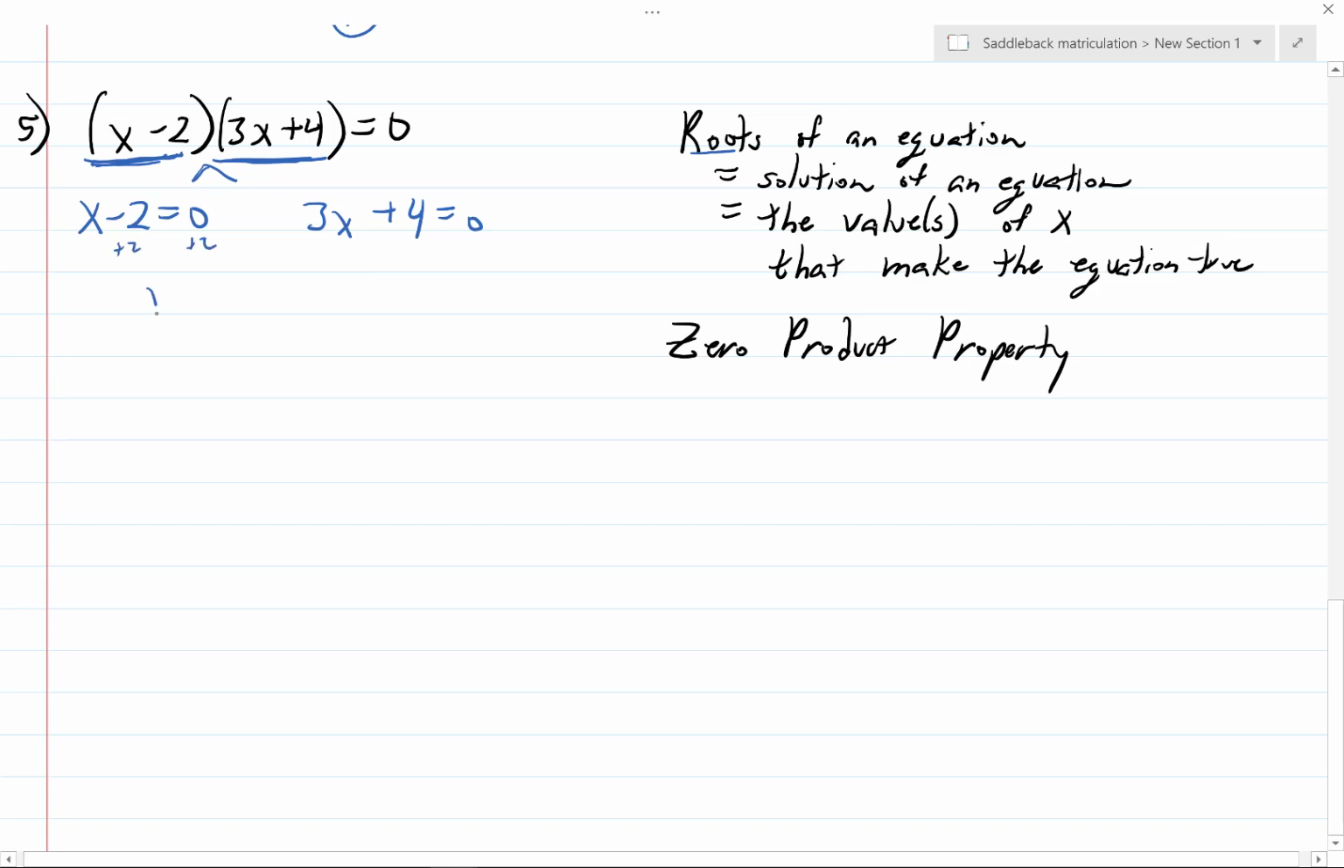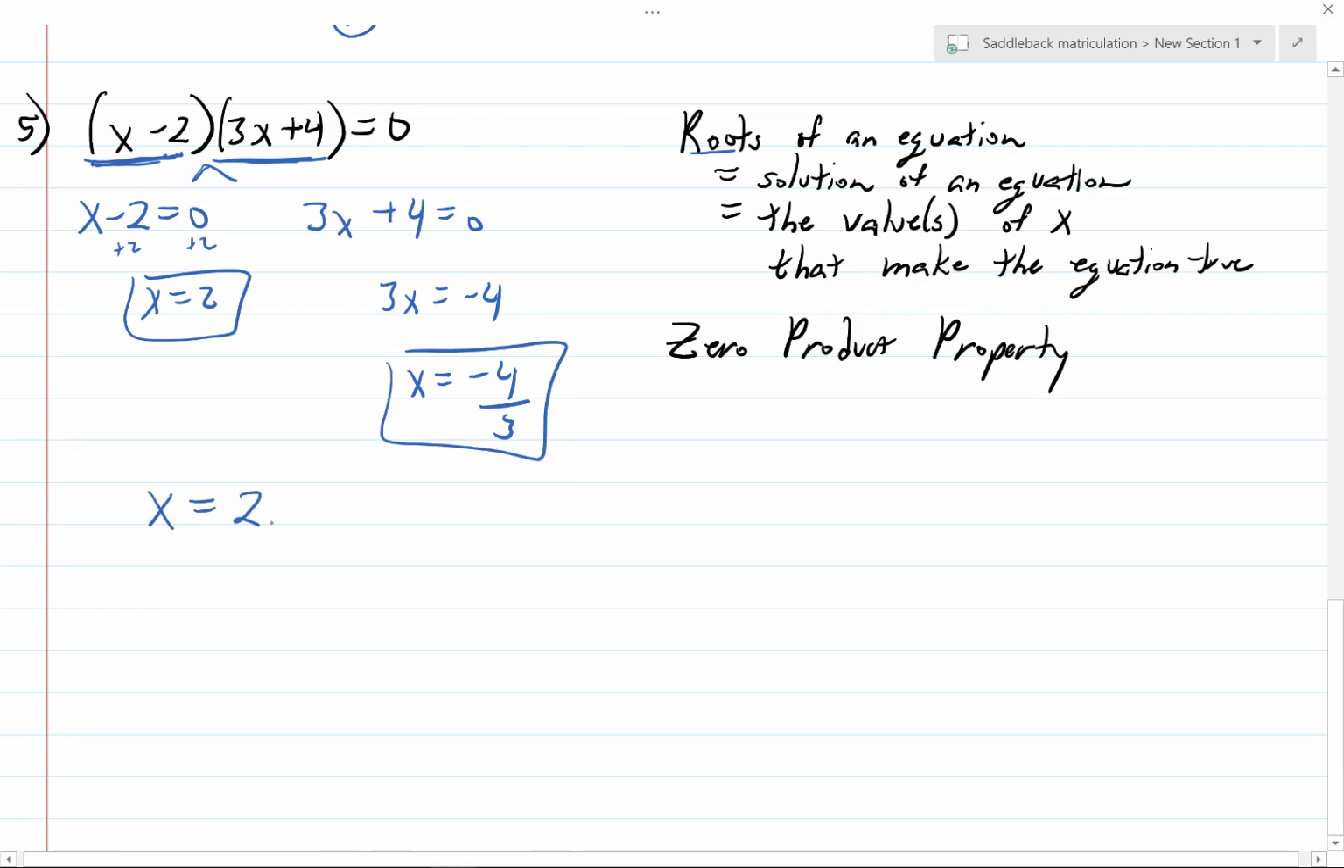So you add 2 to both sides, so x could be 2, or you subtract 4 from both sides and then divide by 3, so x could be negative 4/3. So your two solutions are 2 and negative 4/3, and they only listed one of the roots, just the negative 4/3, so they just listed the b. So that's our answer. You could check these by plugging them in.